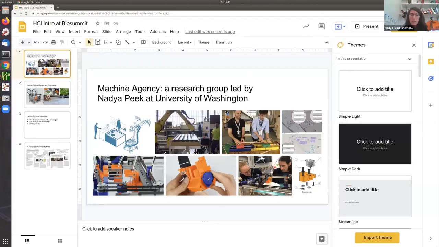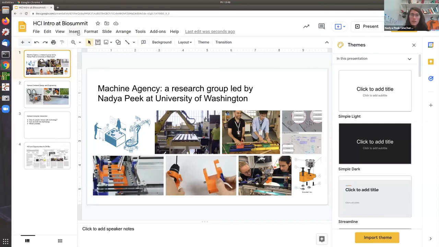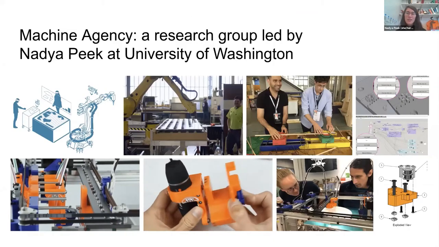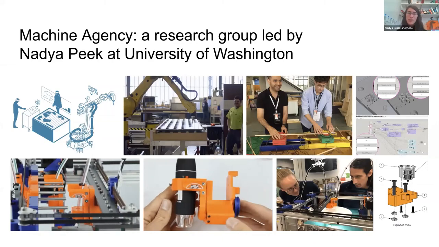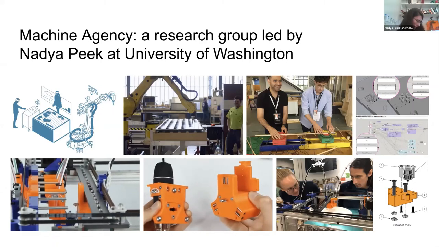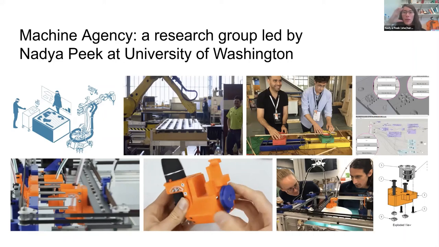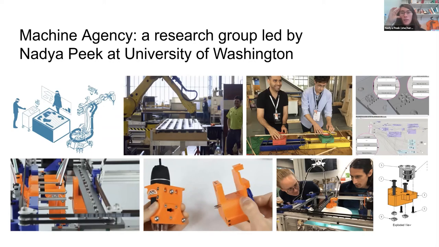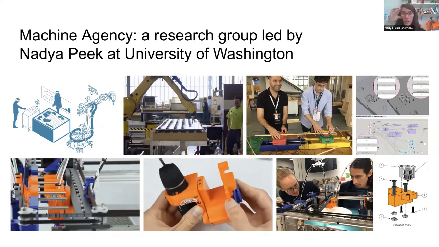Yeah, thank you, Orlando. I'm going to share my screen. So, hello everyone. I am Nadya Peek. I'm an assistant professor at the University of Washington. I run a research group called Machine Agency where I get to hang out with people like Orlando and Kellie and many other people. We're focused on the precision of machines and the creativity and the possibilities that they afford individuals. We mainly do this from human-computer interaction, the field.